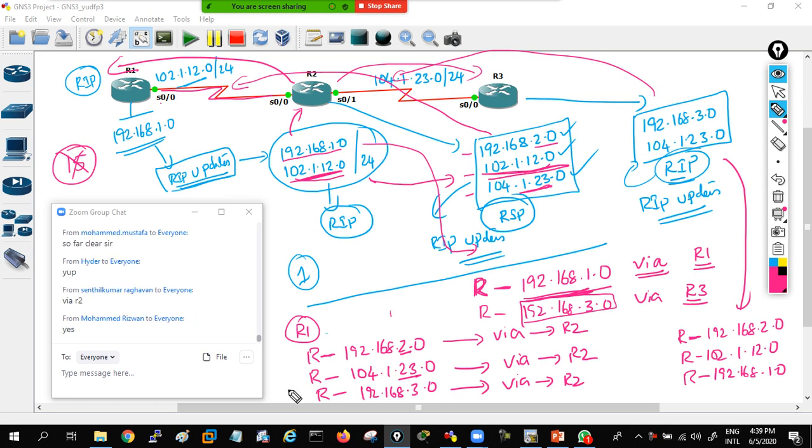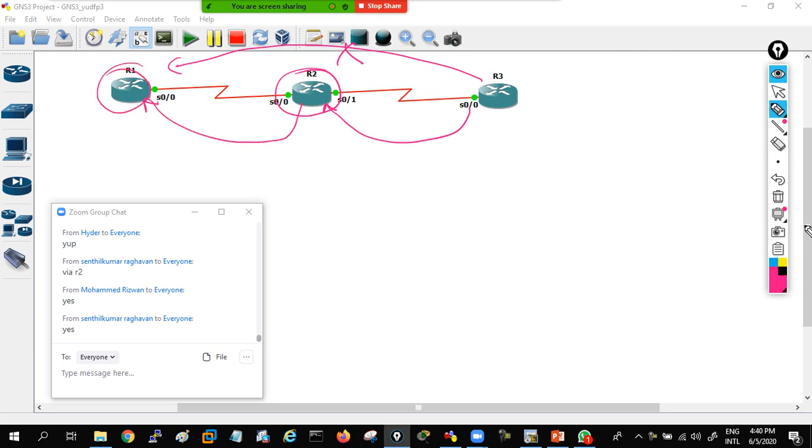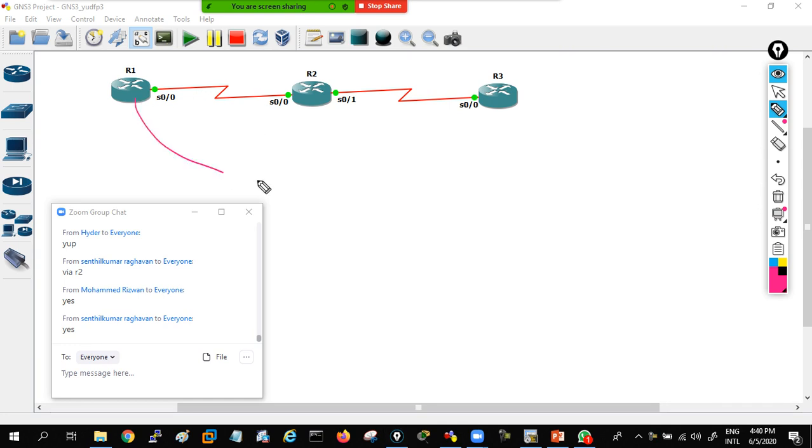Mr. Senthil, do you understand this? In R1, that 3.0 is learning from router 3, right? Not from router 3, because router 3 is not directly connected to router 1. It is connected to router 2. It will send its updates to router 2, then router 2 will send the updates to router 1. So it will learn from R2 only. Why? Because you don't have any direct connectivity. You understand, sir?